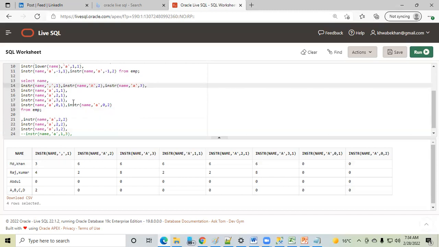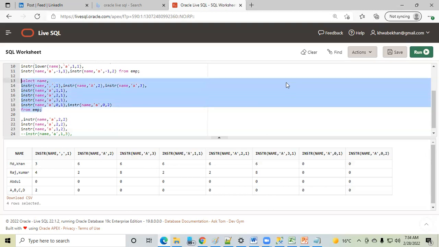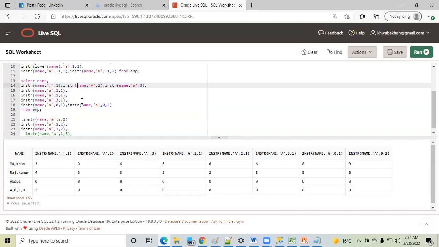I'm writing here uppercase A, you can see. But why is the output 0 here? I have A present here, no? Why is it showing 0 here? Case sensitive. I'm looking for uppercase A, and uppercase A is not present. But I want to search this. What do I have to do? Typecast it to upper.